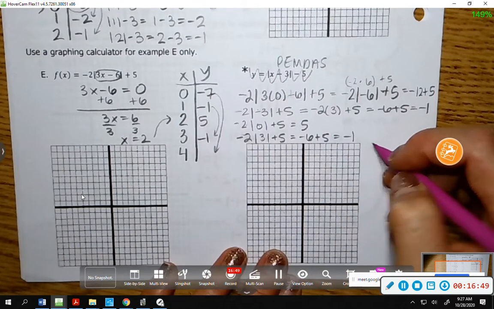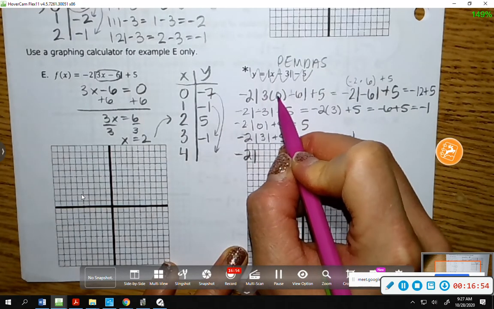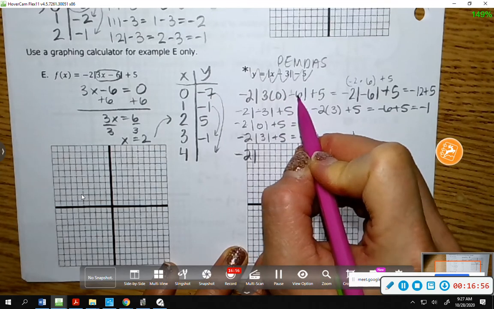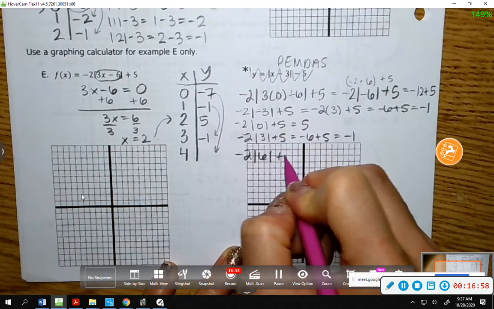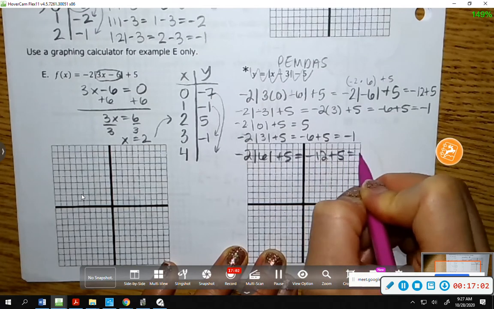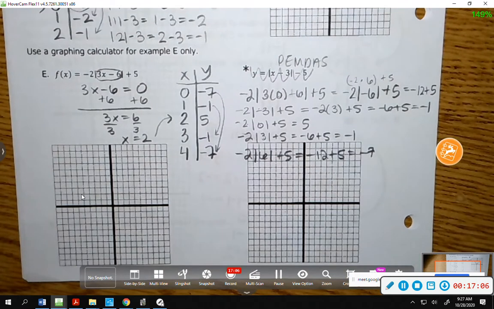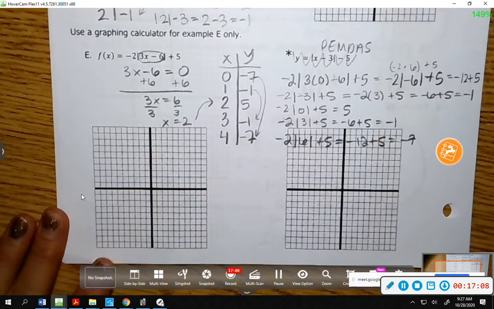So negative 2 times the absolute value of 3 times 4 is 12, minus 6 is 6. So negative 2 times 6 is negative 12. Negative 12 plus 5 is negative 7. Whew, that was a little bit of work.